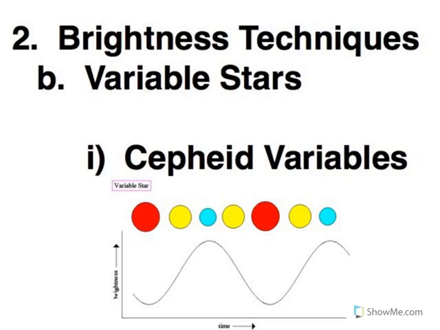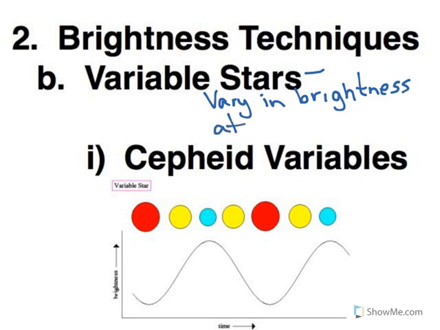Cepheid Variable Stars is one category of variable stars. Variable stars vary in brightness, and typically the ones that we use to measure distances vary in brightness at a regular rate. It turns out there are two categories of variable stars that we can use to measure distances. The first one we're going to look at is the Cepheids.